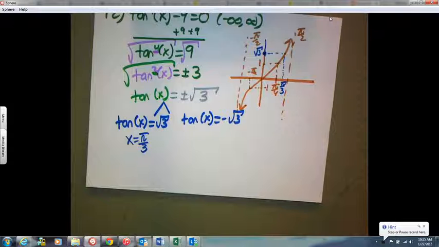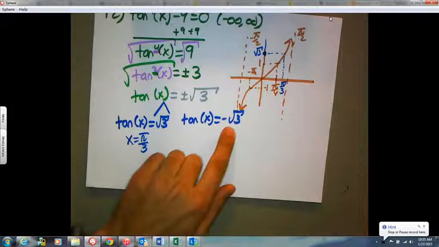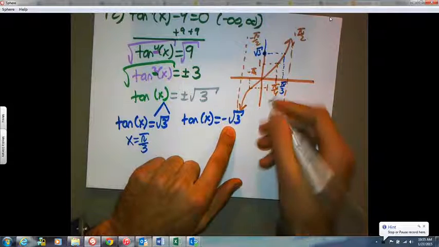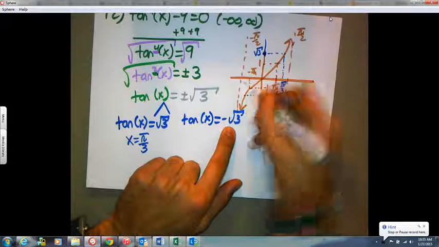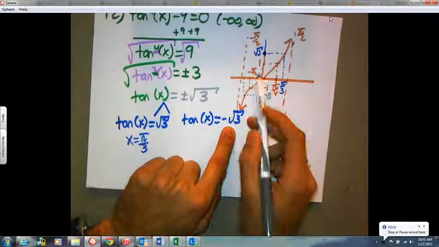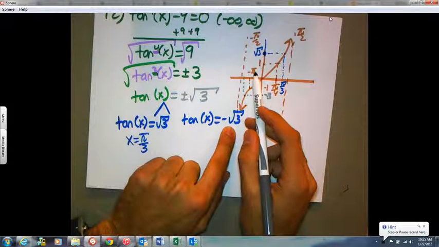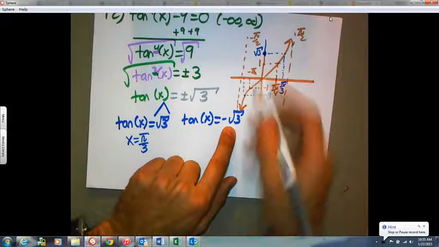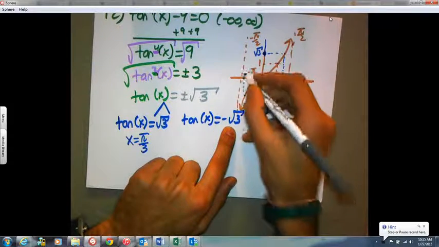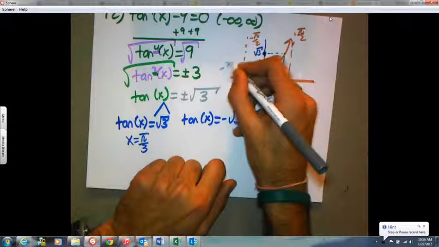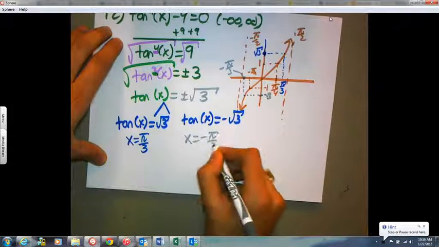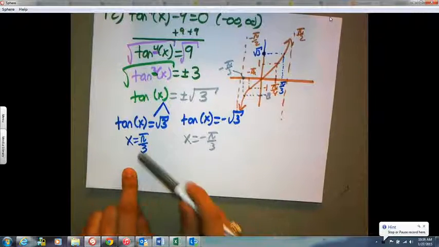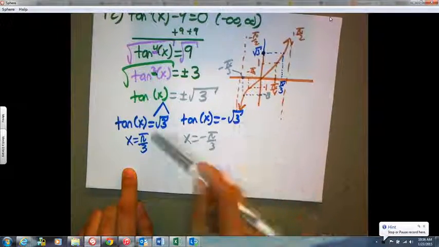So on the negative side, we're asking where do we have negative radical 3? Negative radical 3 is down here somewhere. Only one angle between negative pi over 4 and negative pi over 2. Of course, that is negative pi over 3. This should make sense. Again, tangent is an odd function. Switch the x's, and the y's switch as well. Janae.